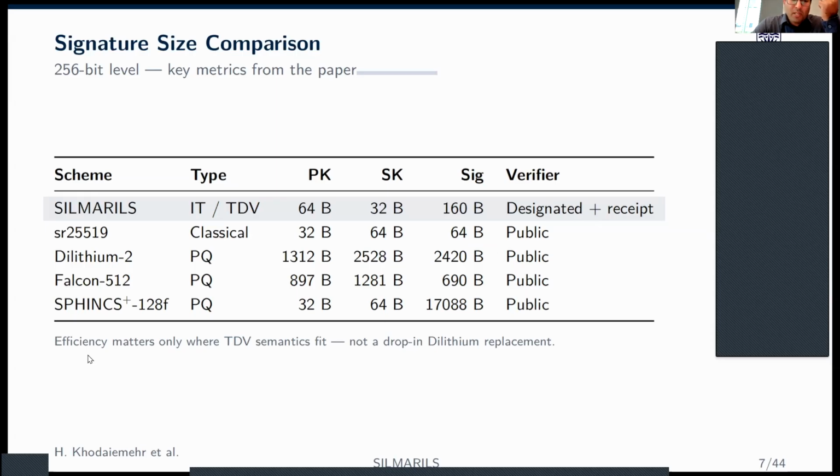So it simply indicates that efficiency matters only where transferable designated verifier semantics fit. And this also indicates that PQC migration is not just dropping in a Dilithium replacement or using some PQC scheme everywhere. You should be smart, look at everything, and select what fits appropriately. So this is what we want to do.